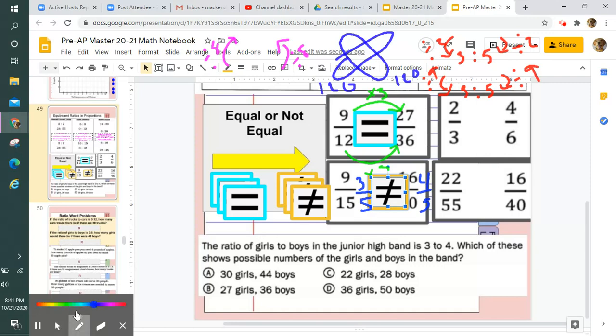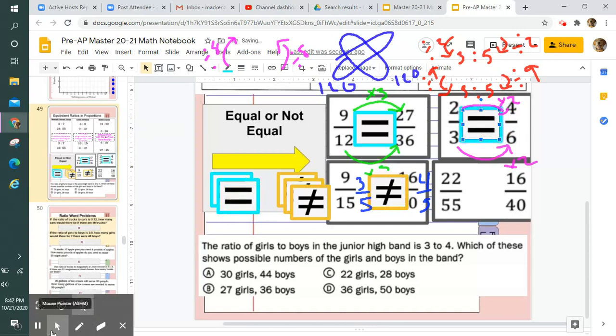Okay, we're going to go up here to 2/3 and 4/6. So looking at 2/3 and 4/6, there's two ways I could do this. One would be to simplify 4/6, and the other would be to find our relationship. So 2 times what is 4? Well, 2 times 2 is 4, and 3 times 2 is 6. So that means that those are, in fact, equal.